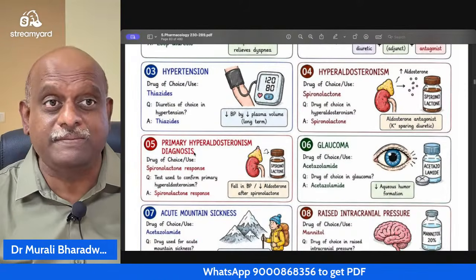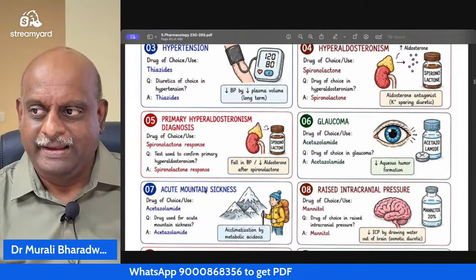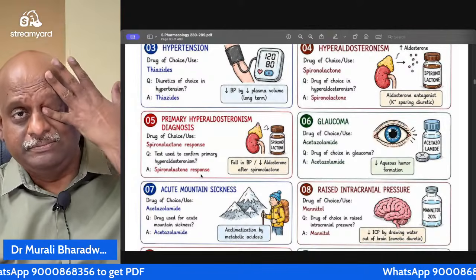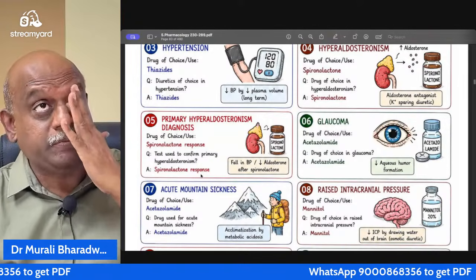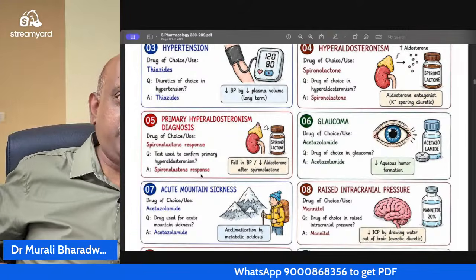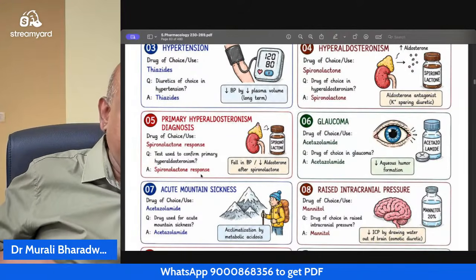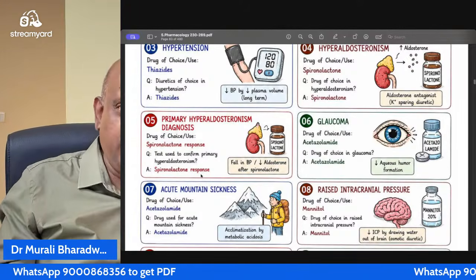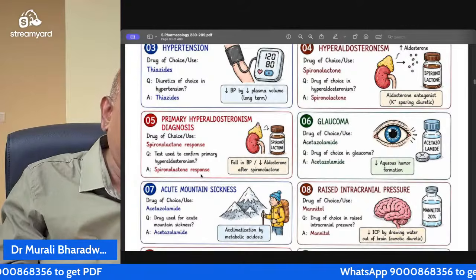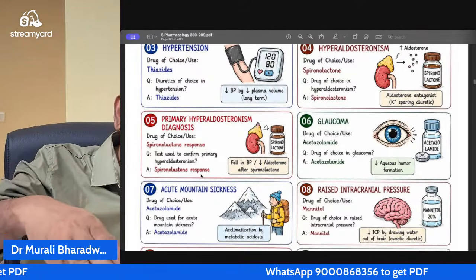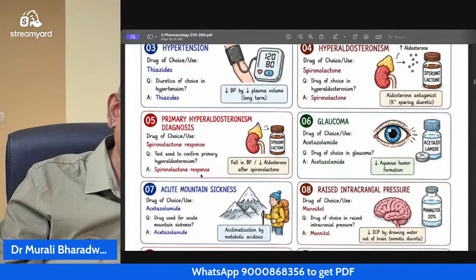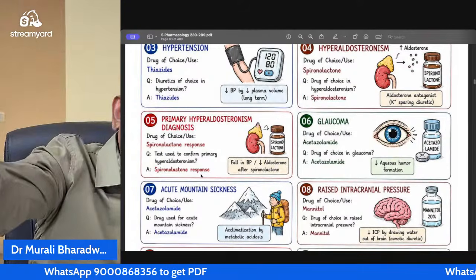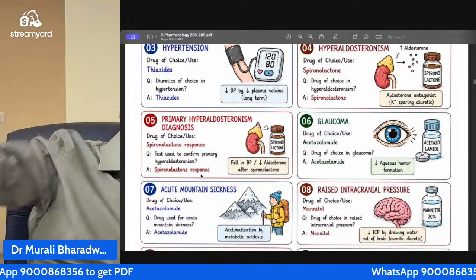In hyperaldosteronism we use spironolactone. And to diagnose primary hyperaldosteronism, when will you suspect it, which is called Conn syndrome? When there is an adrenal adenoma, it will start overproducing aldosterone and that leads to retention of sodium, and loss of K plus and H plus into urine. Loss of K plus and H plus into urine leads to hypokalemia and metabolic alkalosis. So any hypertensive patient who has hypokalemia and metabolic alkalosis is equal to Conn syndrome.